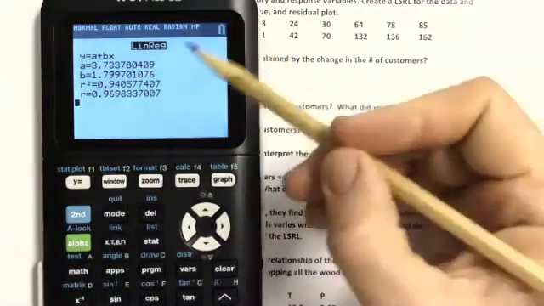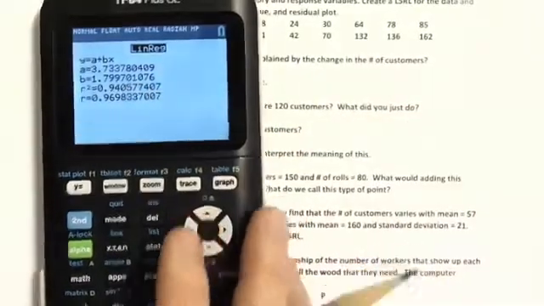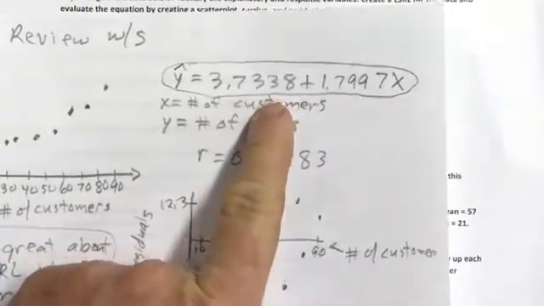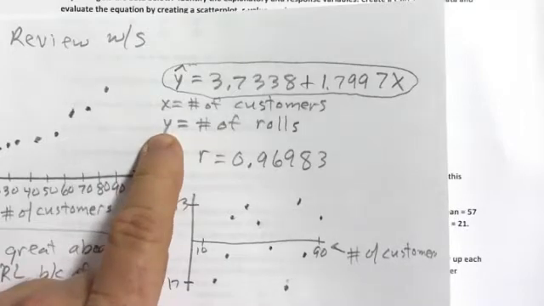And so there we go. So there's my equation of my line. There's my R and my R squared. So I got the equation of the line right there, wrote it down. Always define your variables. X is the number of customers, Y is the number of rolls.